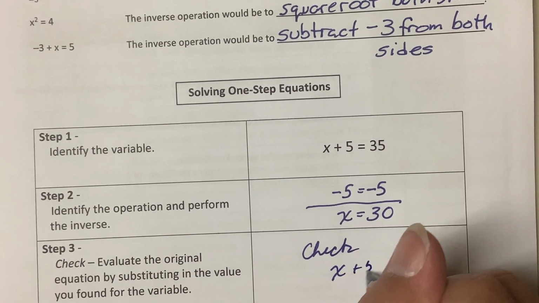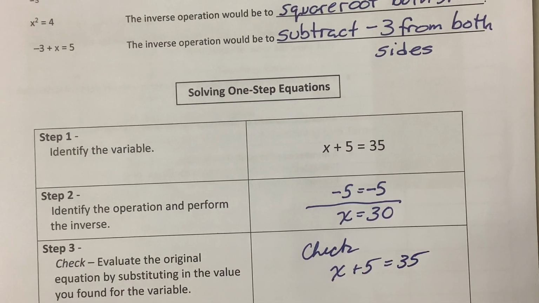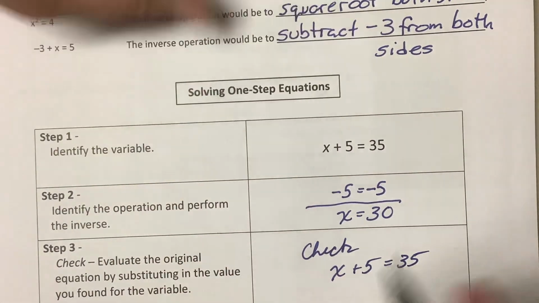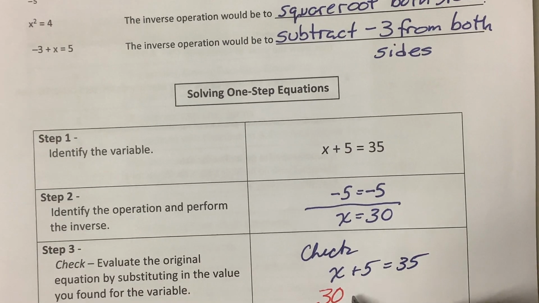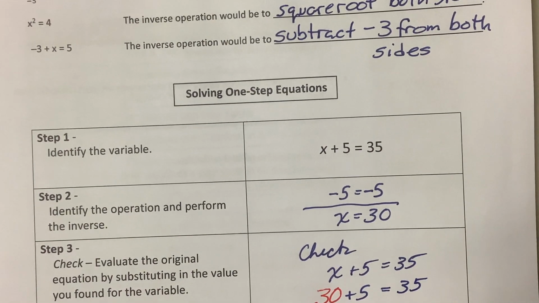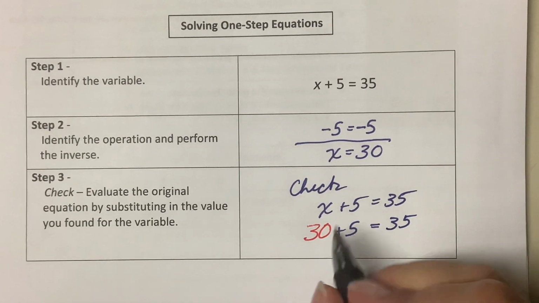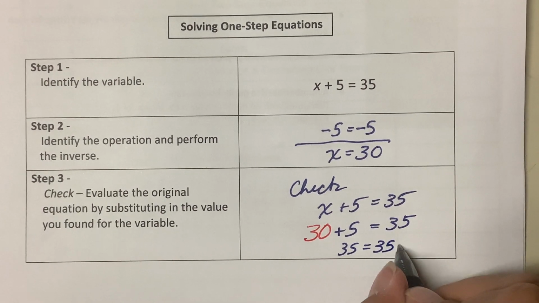X plus 5 equals 35. I'm going to substitute my answer, 30, for x, and add that to 5 and see if it's equal to 35. And happily, it really is. 30 plus 5 is 35. That's equal to 35, and it checks.